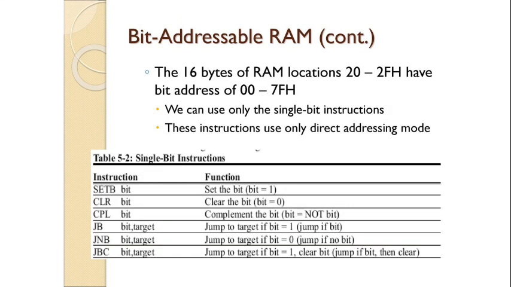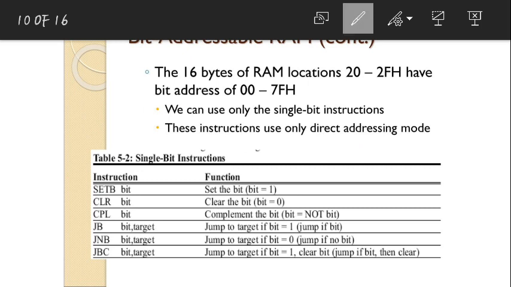See, here he has given clearly how those single bit operations are. This is bit addressable RAM. Under this, the 16 bytes of RAM locations 20 to 2FH have the bit addresses of 00 to 7F, nothing but 128 bits. We can use only the single bit instructions. These instructions use only direct addressing mode. Is that fine? I am talking about single bit.